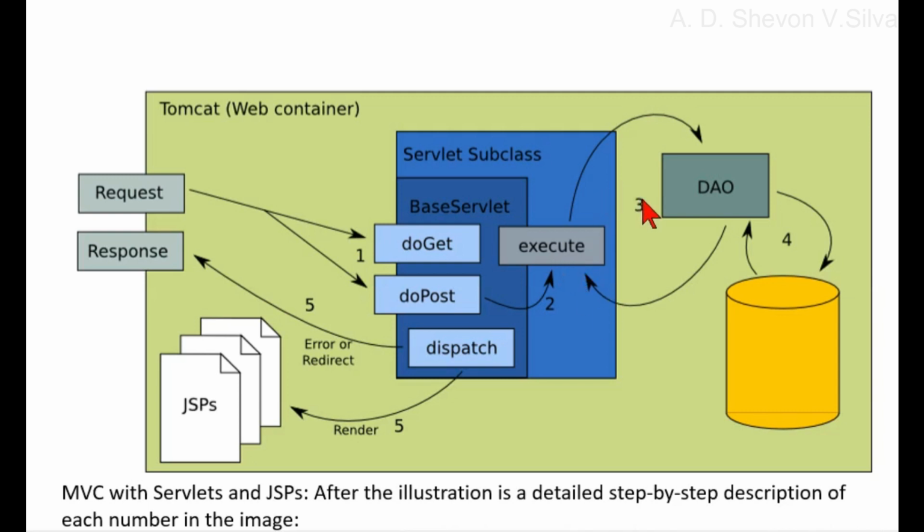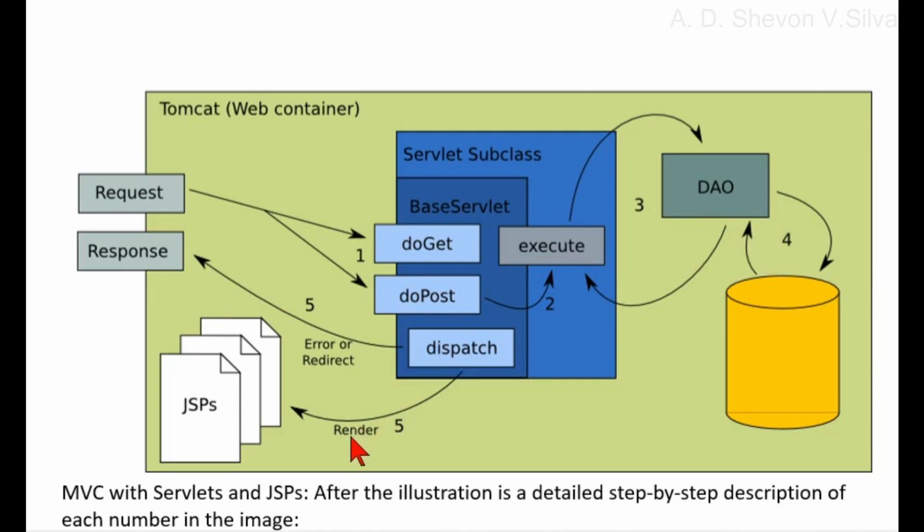Step 3, the execute method is where the real action happens, and exceptions should not be handled here. And here is where the servlet accesses the data access layer. The data access layer handles all conversation with the database and passes only objects back to the servlet.